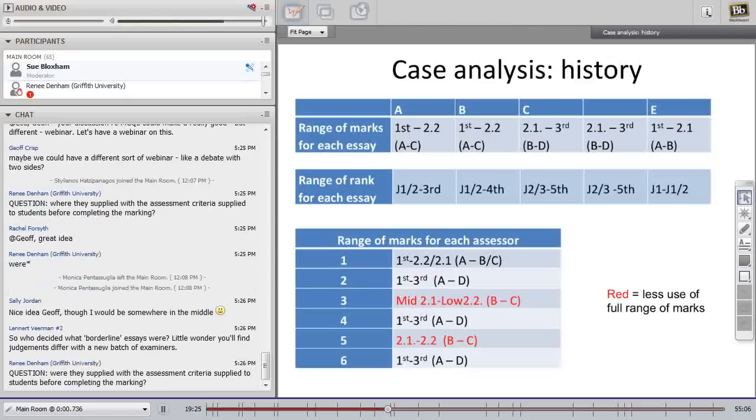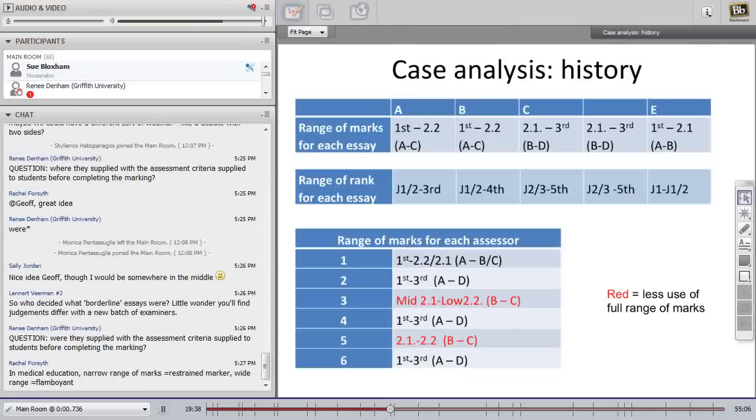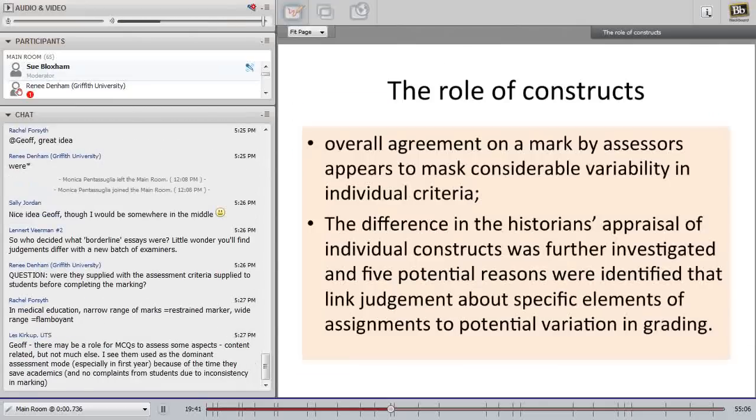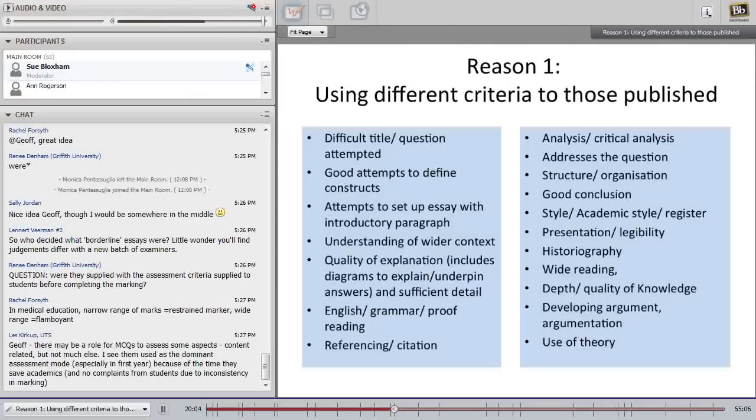The reason we chose history for our analysis is because they tended to use more common constructs than other people. At least 6 constructs were used by 4 examiners. Okay, so what we found when we looked at the constructs for the historians was that the overall agreement on marks, which came through for some of them, was really masking considerable variability in the actual criteria they'd used, which was quite interesting. And so we looked at why that might be. So these are five reasons we think for why criteria are open to multiple interpretations, or have multiple problems.